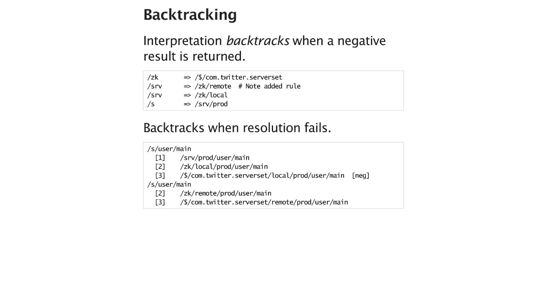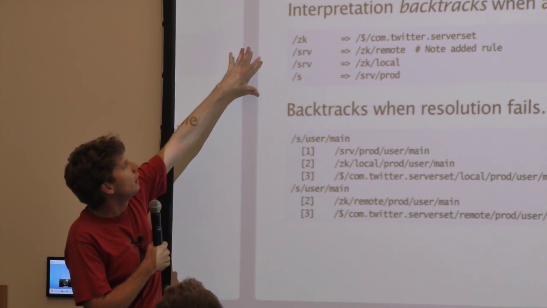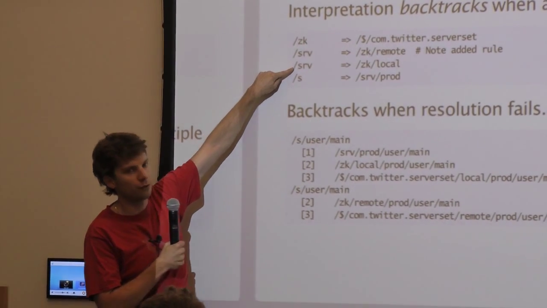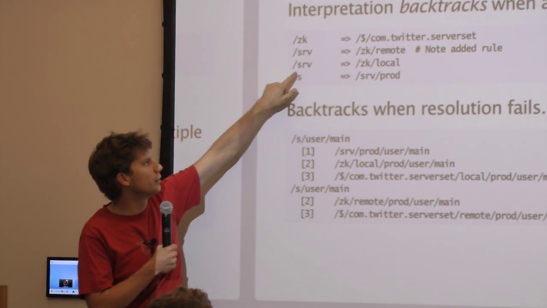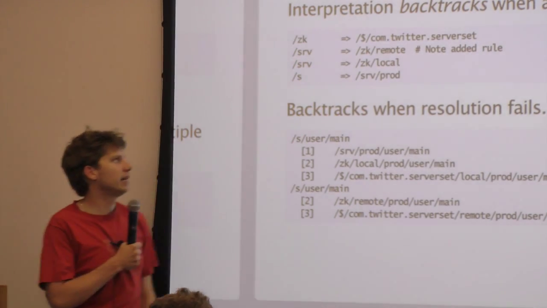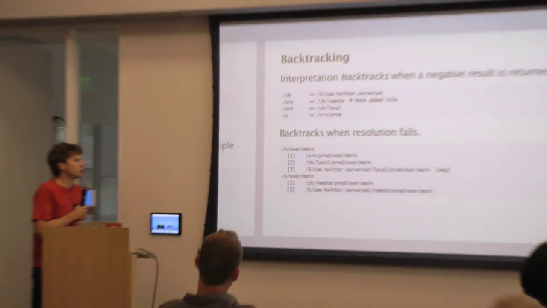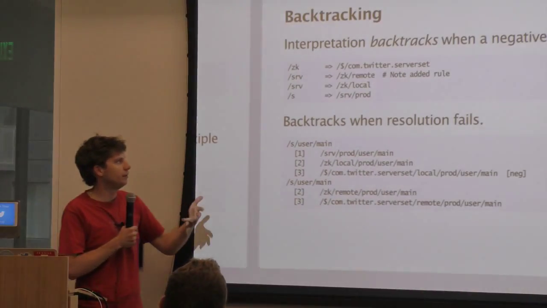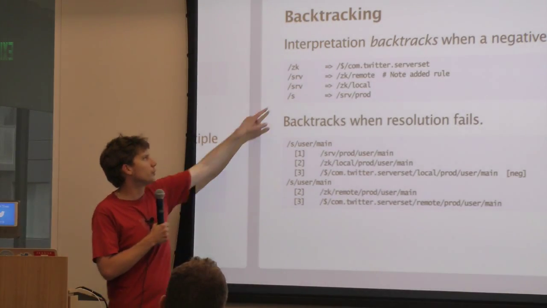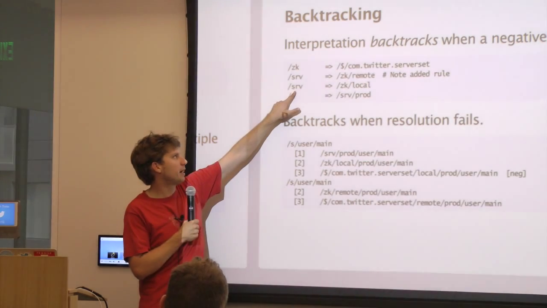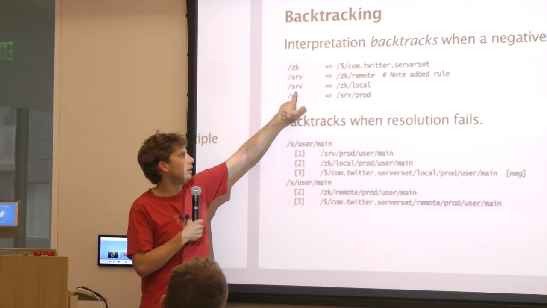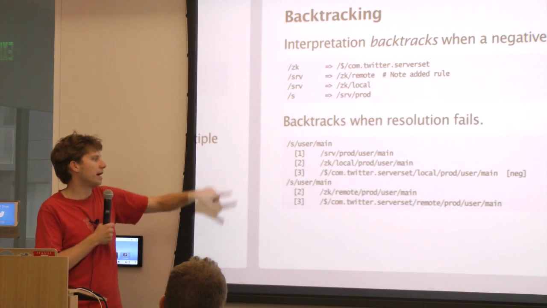Now, where it gets really interesting is when these namers return negative results. When they do, Finagle will actually backtrack the interpretation. So imagine you have a delegation table like this. Notice here that there are two definitions for /srv, right? One goes to ZK local and one goes to ZK remote. By the rule I previously described, we'll first try to traverse this path and resolve a name given this rule, and we can see how backtracking works here.